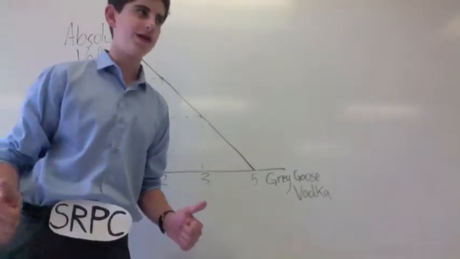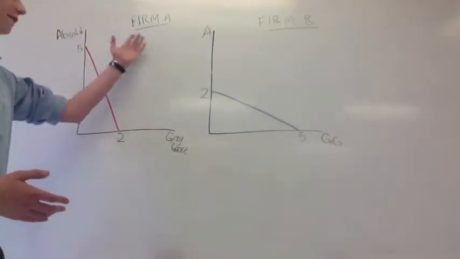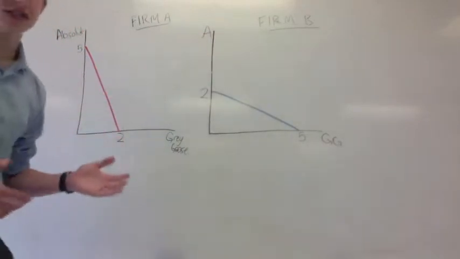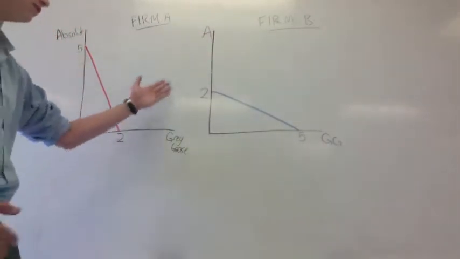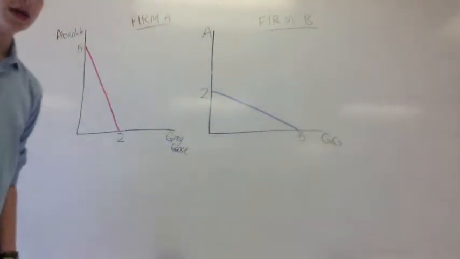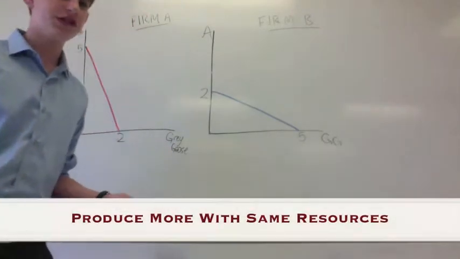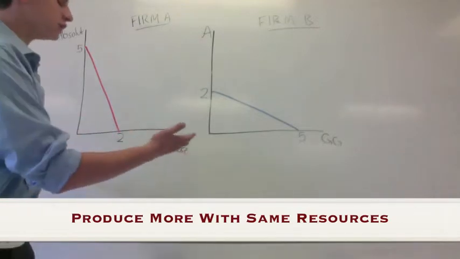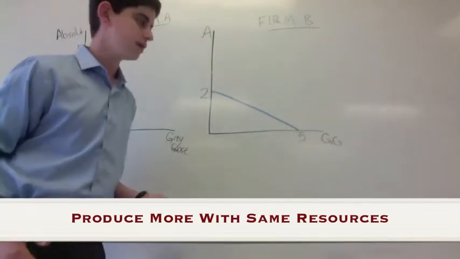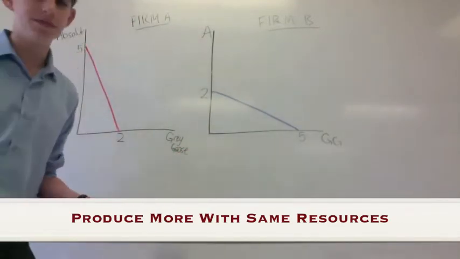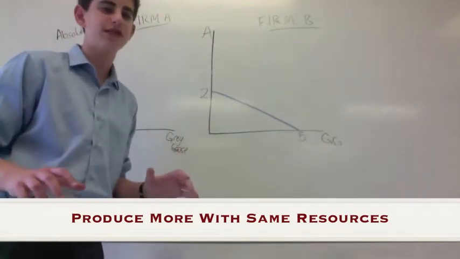All right, you got it? Great. We've got 2 new firms. We've got Firm A and Firm B, and they're still producing the same good. This is Absolut vodka, and this is Grey Goose. Okay? So I'm going to explain the concept of absolute advantage. These two firms have the exact same amount of resources, but absolute advantage just means that you can produce more. Really simple, you can just produce more with the same amount of resources.